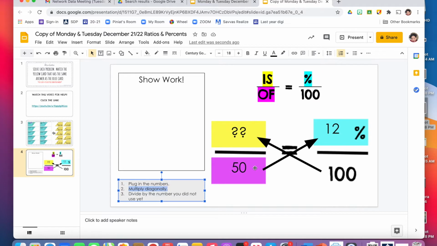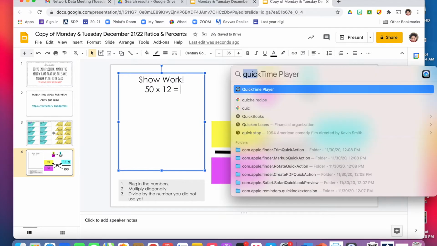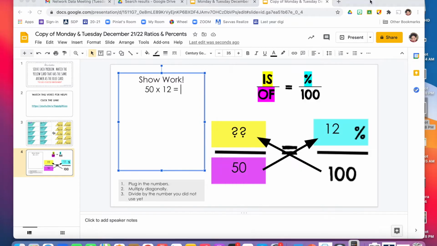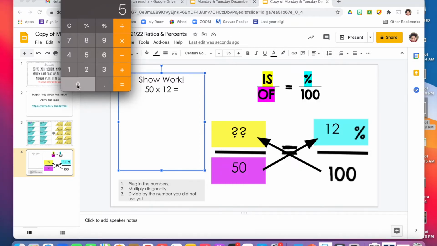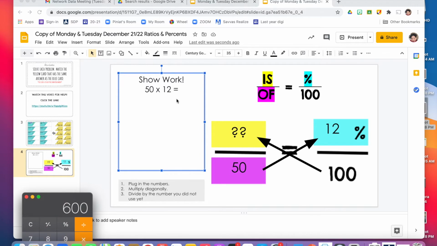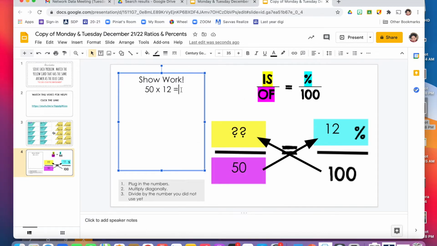Yes. So over in my show work box, I'm going to write 50 times 12 equals, and then I'm going to pull out a calculator, see if I can get this math done by using my calculator and typing 50 times 12. And that gives me 600. Move my calculator out the way, and I'm going to type 600.